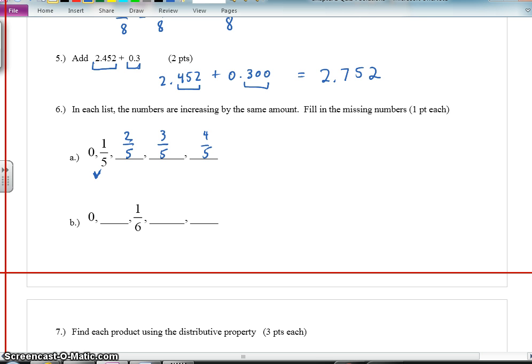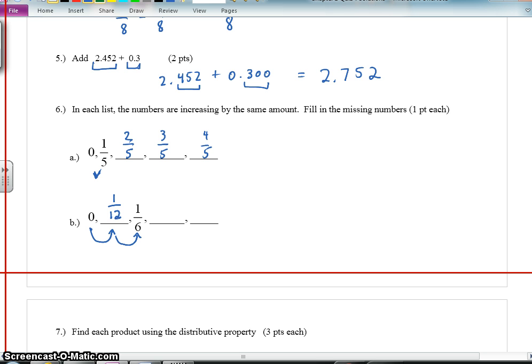All right, let's look at B. B is a little bit more complicated. We're starting at 0, and then there's a blank, and then 1/6. So we need to go up by something here, and then go up by the same amount here. So we have to go up twice by the same amount. So we kind of have to go up by half of 1/6. Well, half of 1/6 is actually 1/12.